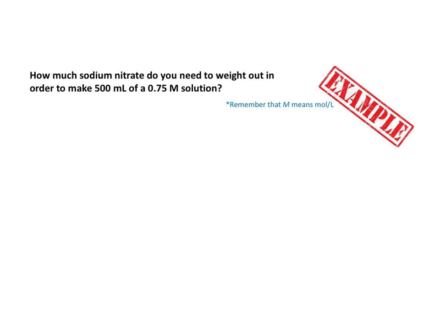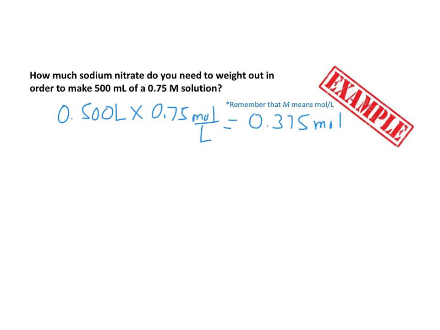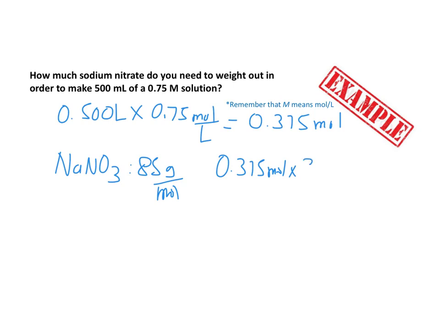We know our volume is 500 milliliters, or 0.500 liters, multiplied by 0.75 moles per liter, and that gives us 0.375 moles. Now that we have moles, we need to find how many grams that is equivalent to. If you remember, the formula for sodium nitrate is NaNO3, and the molar weight for that is 85 grams per mole. So now we take 0.375 moles multiplied by 85 grams per mole equals 70.6 grams, because here the moles cancels out.